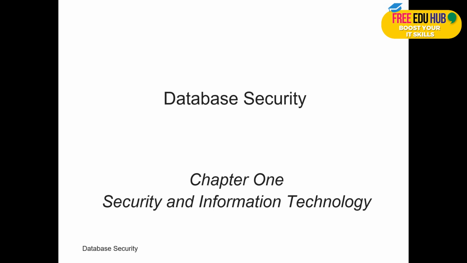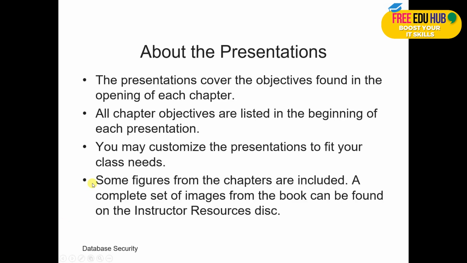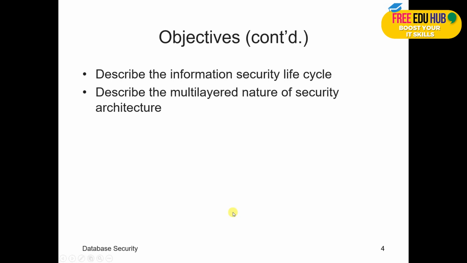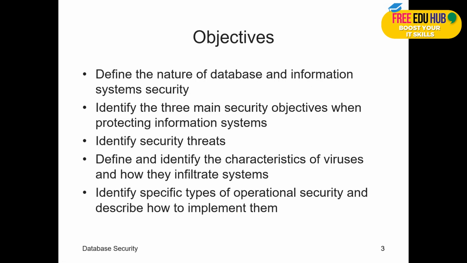The presentation covers the objectives found in the chapter: why the data to be stored in the database is very important, and what procedures and protocols we must follow in order to protect the data. Identify the 3 main security objectives when protecting information systems. Identify security threats which are there as far as your data is concerned.